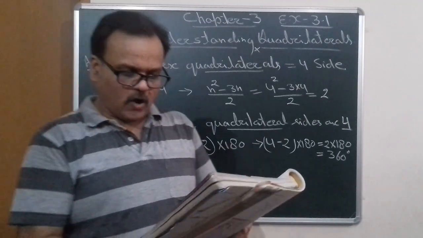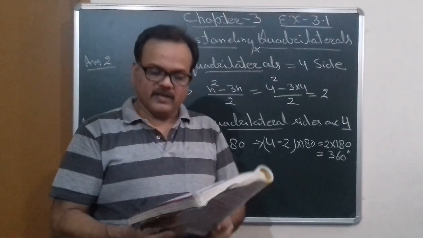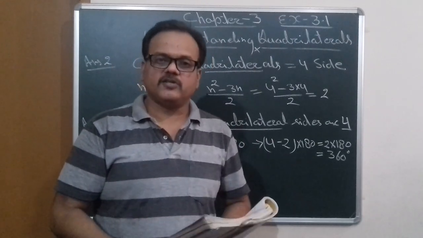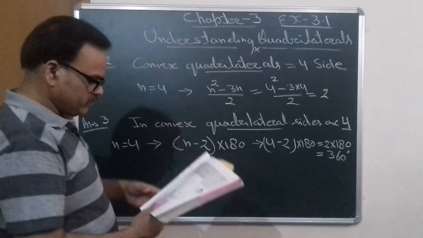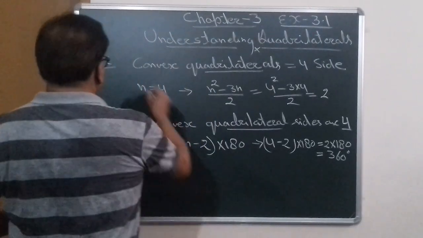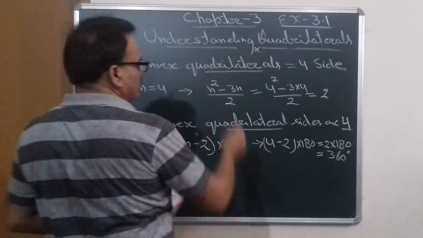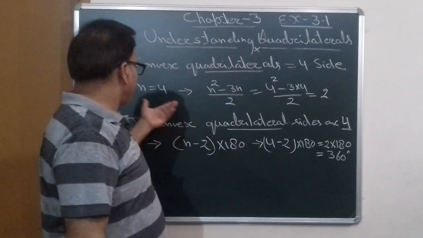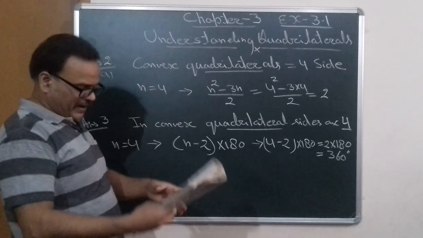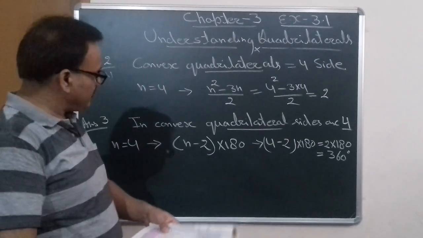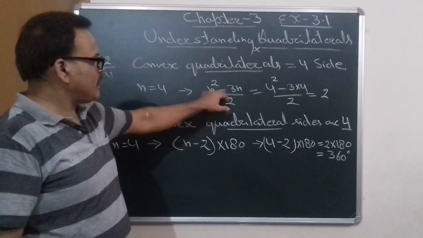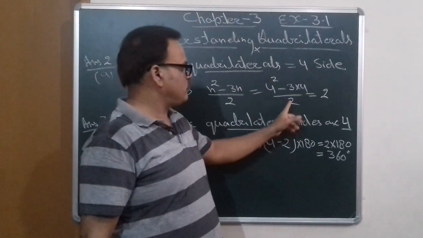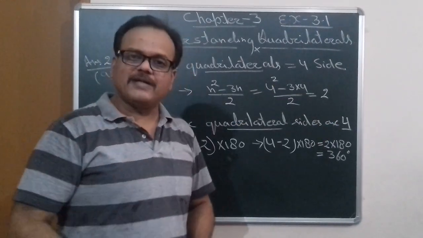Now question number 2 is: how many diagonals does each of the following have? One is a convex quadrilateral, second is a regular hexagon, and third is a triangle. One I am going to explain. A is a convex quadrilateral. Quadrilateral means quad, 4 sides, so put n is equal to 4. To find the diagonals, the formula is n square minus 3n upon 2. Put the value of n, 4 sides, so 4 square minus 3 into 4 upon 2, and that is 2. It means 2 diagonals is the answer.